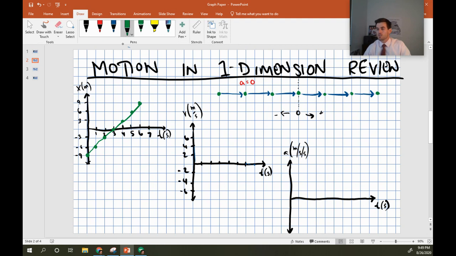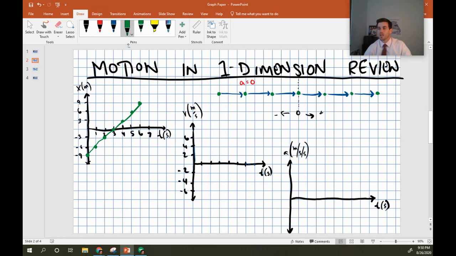So there's our position versus time graph. We were able to just get it from our motion diagram, or we could have gotten it from being told something like, your object is starting at -9 and moving forward at a speed of 3 meters per second. And then we could have just said, okay, every second it moves 3.